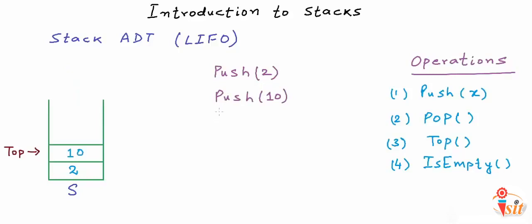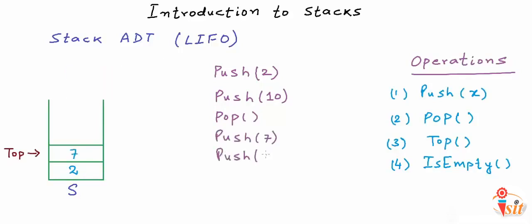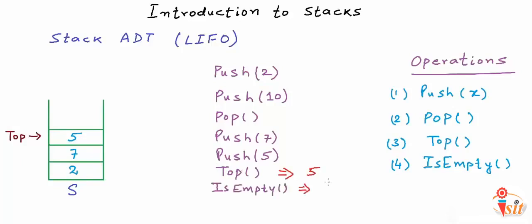And now let's say we want to perform a pop. The integer at top right now is 10. With a pop, it will be removed from the stack. Let's do few more push. I just pushed 7 and 5 onto the stack. At this stage, if I will call top operation, it will return me number 5. Is empty will return me false. At this stage, a pop will remove 5 from the stack.